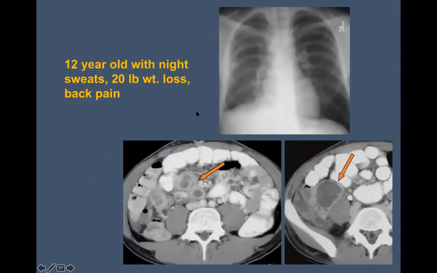This is a chest x-ray on a 12-year-old who came in with night sweats, some characteristic general symptoms that suggested TB. You can see on her chest x-ray, the findings were pretty nonspecific. She had what looked like a little bit of a pleural effusion on this side. There was maybe a little atelectasis in the lung, nothing that really stood out as lymphadenopathy in the chest, but because of the back pain and the weight loss, a CT of the abdomen was performed, and you can see these multiple variably sized lymph nodes with the characteristic peripheral rim enhancement that is so typical of TB.